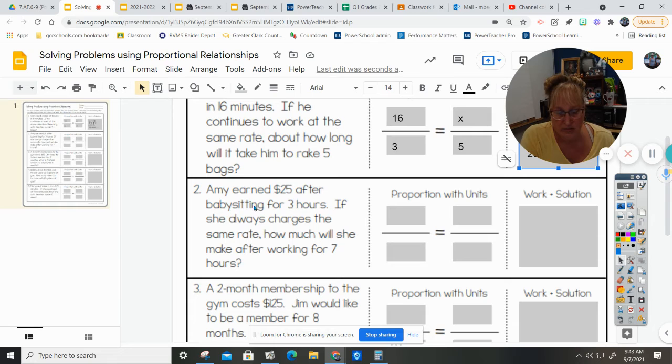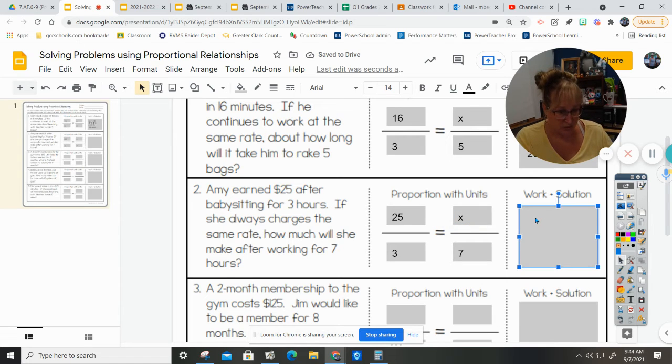Amy earns $25 after babysitting for 3 hours. If she always charges the same rate, so same rate, that tells me it's proportional, how much will she make after working for 7 hours? So I'm going to choose to put money on top this time. So 25 and 3. If I put 25 and 3, the 7 will go with the hours, and then I have an unknown over here.